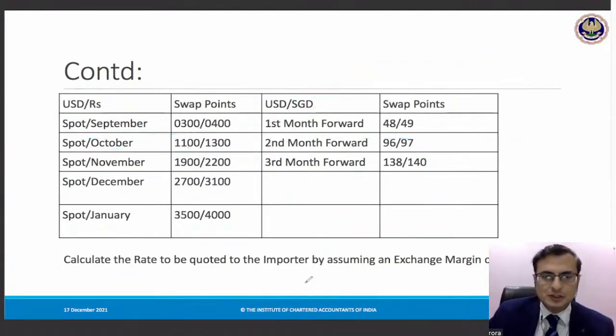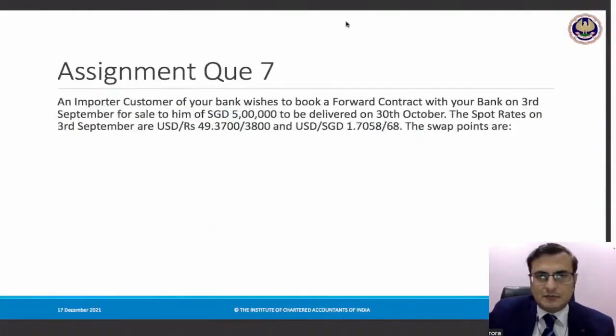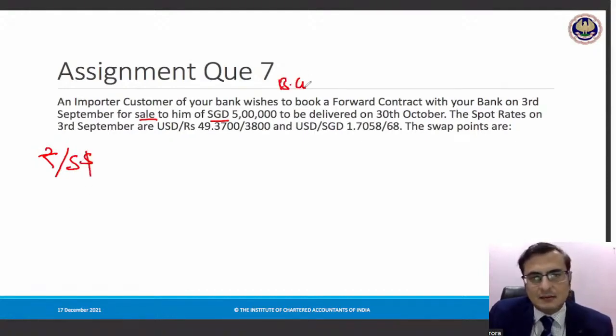Let me take you back to the question over there. You'll have a better understanding. What is the transaction which is happening? Sale to him of Singapore dollars. So you need the rate. The base currency is Singapore dollars. So I need the rate rupee per Singapore dollar.